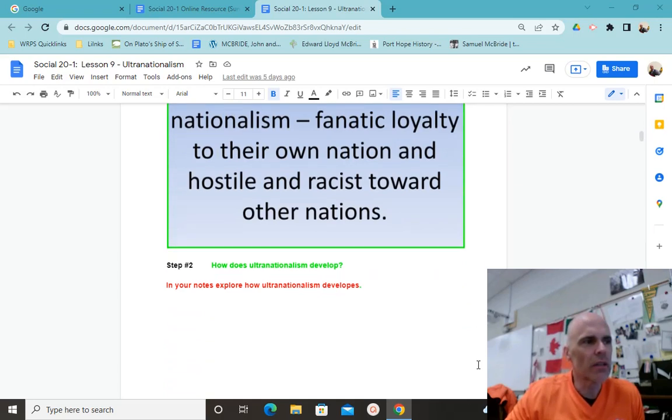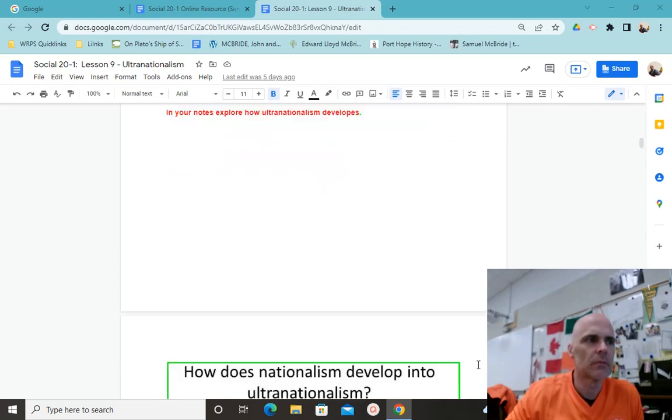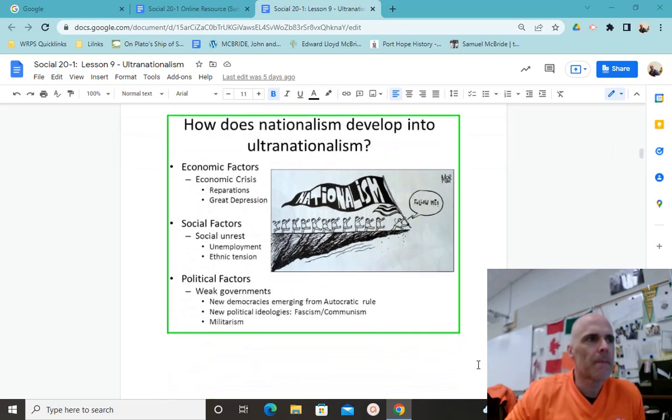So our second objective is, how does ultranationalism develop? Here are some factors that will lead to ultranationalism. Using Germany as an example, we see that economic factors can lead to the rise of ultranationalism. Within the Weimar Republic, there was an economic crisis associated with the Great Depression. As a result of the Great Depression, we'll see 6.1 million unemployed German people.